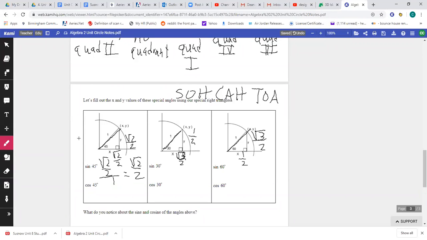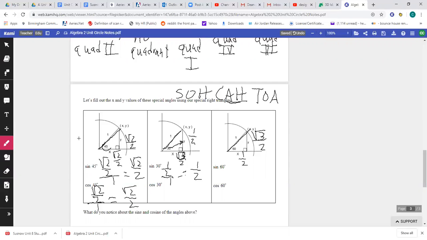So cosine of 45 is adjacent over hypotenuse. So if this is 45, the adjacent is root 2 over 2, and the hypotenuse is 1. But what happens when you divide by 1? It's just root 2 over 2. Same thing here. If I take the sine of 30, it's opposite over hypotenuse. What's the opposite for the 30? It's 1/2. And when you divide by 1, it's just 1/2.